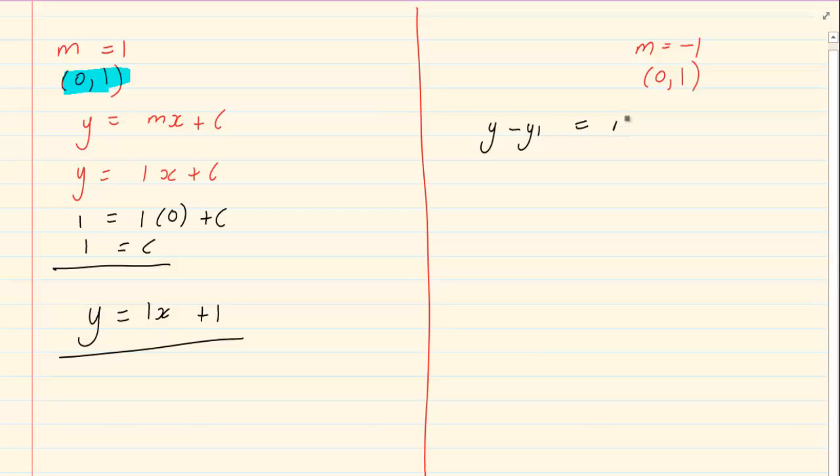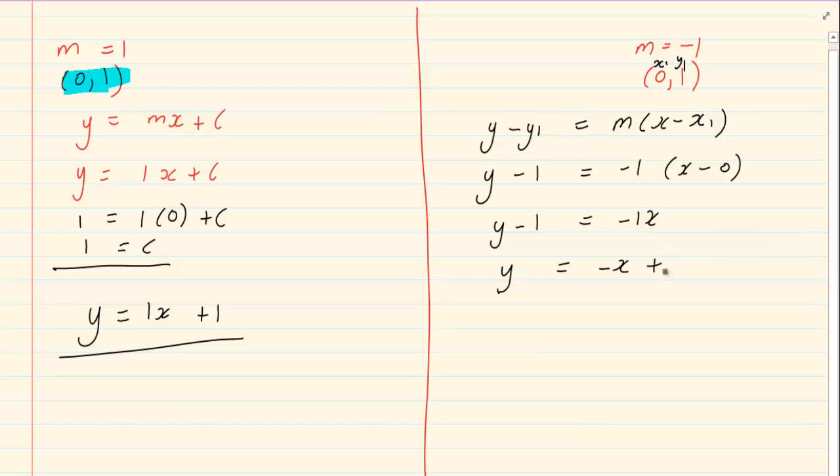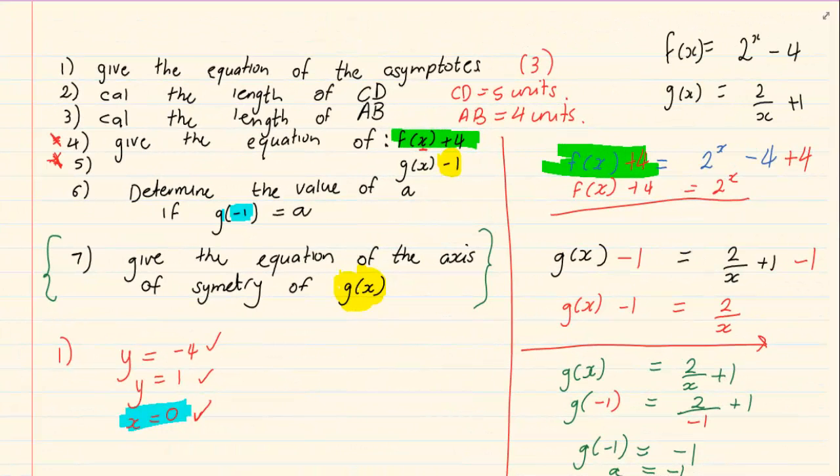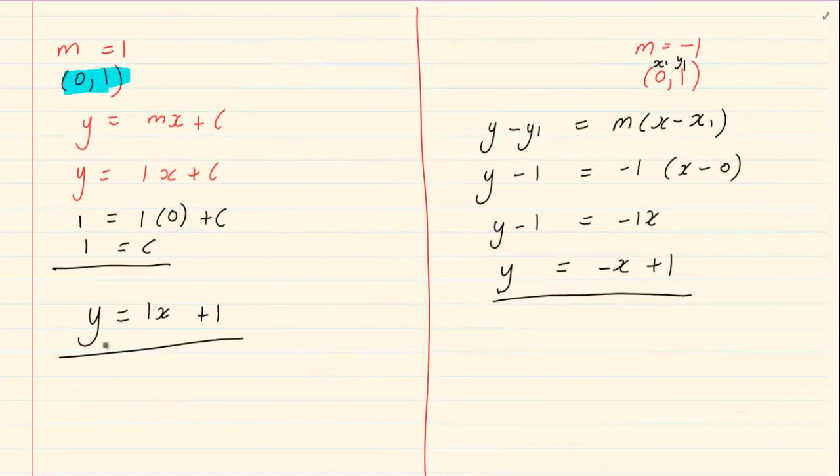y minus y1 is equal to m, x minus x1. So I have y, and then my x1 and y1 is my coordinates. My m is given to me. Then you get rid of the brackets. So I've got y is equal to minus x plus 1. So our two equations of axis of symmetry are y is equal to 1x plus 1 or y is equal to minus x plus 1.